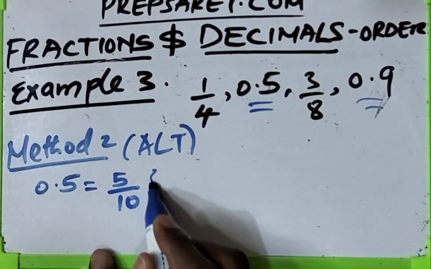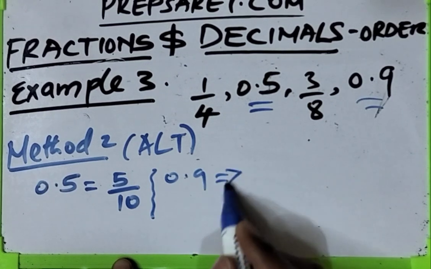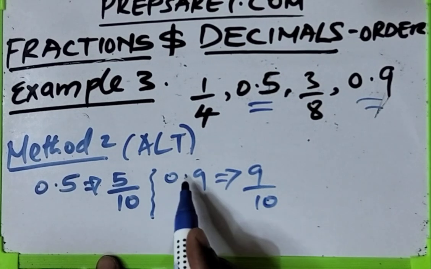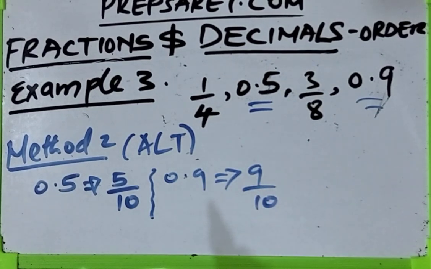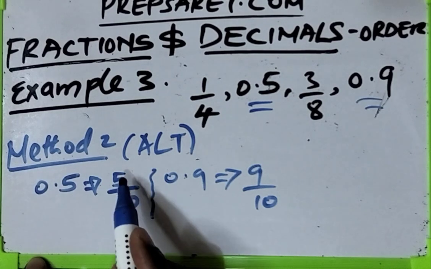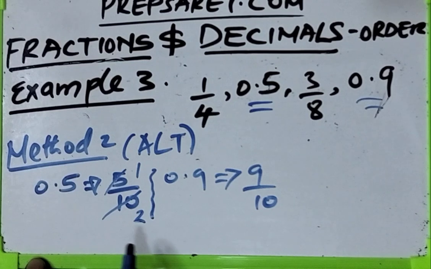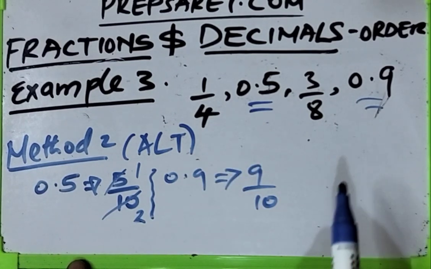And 0.9 can be written as 9/10 because there's one decimal place. So you count the number of decimal places, remove the decimal from the numerator, and divide by 10 because it is one decimal place. So we can further simplify 5/10 by dividing by 5 to get 1/2. So 0.5 can be written as 1/2 and 0.9 can be written as 9/10.